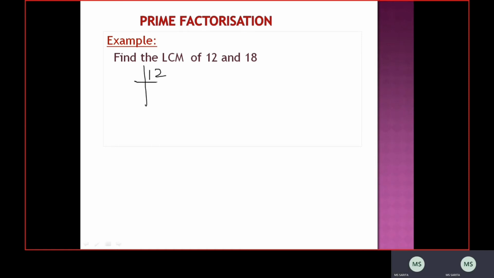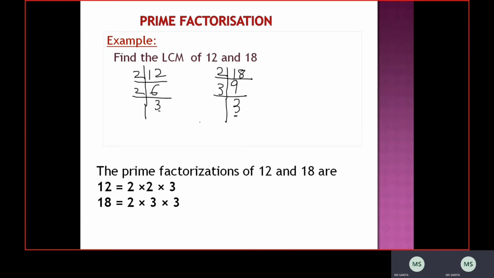So 12 is an even number. It will go on 2. 2 sixes are 12. 2 threes are 6. Now 3 is a prime number, so we are not going to continue. The next number is 18. It will be 2 nines are 18. Now 9 will go on 3, not on 2. 3 threes are 9. Now the last number is a prime number, so we are not going to continue. That means our prime factorization is done. Now using this prime factorization, we are going to calculate the LCM. The prime factorization of 12 is 2 into 2 into 3, and of 18 is 2 into 3 into 3.